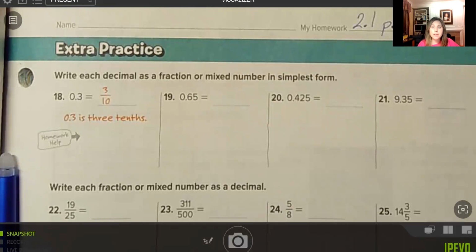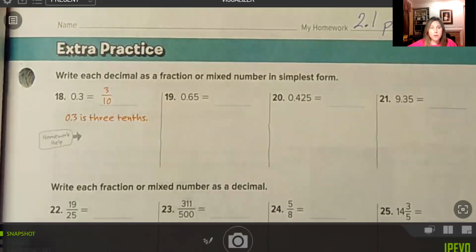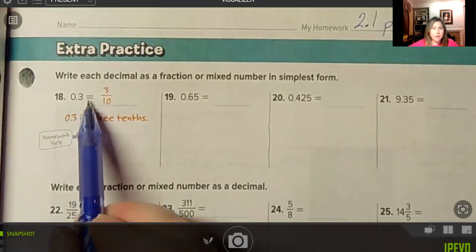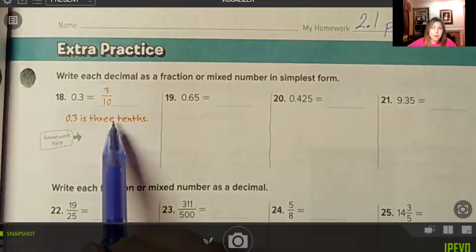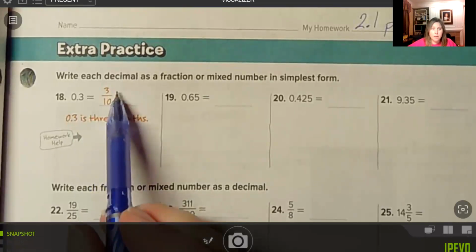Today we are working in Chapter 2, Lesson 1, page 95, and we are working on problems 18 through 30. 18 is completed for us. Our directions for 18 through 21 are write each decimal as a fraction or mixed number in simplest form. So when we look at number 18, we see we have the decimal 0.3. When we read that as 3/10, that is a clue to how to write it as a fraction, 3/10.